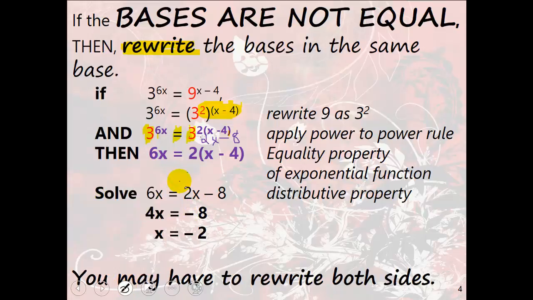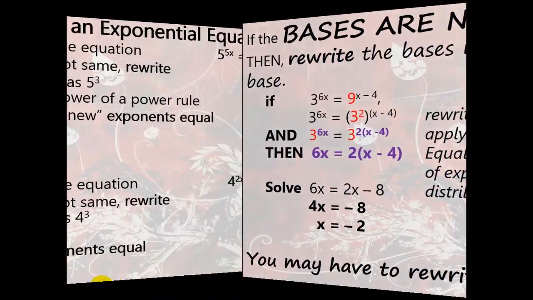I'm going to do it on top. Minus 2x, minus 2x. So this gives me 4x is equal to negative 8. I'm going to divide by 4, and I get x is equal to negative 2. Just keep in mind that on some of these problems, many of them, you might have to reduce or rewrite the base on both sides, okay?